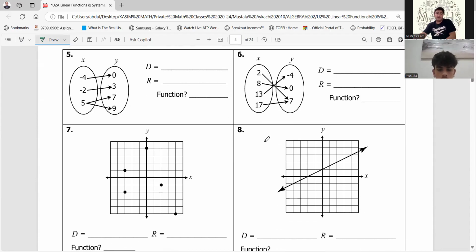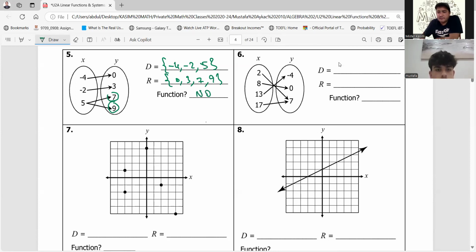And how about in the mappings? Domain, x values: -4, -2, and 5. Range: 0, 3, 7, and 9, right? Is it a function? Yes. No, wait, my bad. No, because 5 is mapped onto two different values, right? One input is producing two outputs. That's why it's not a function.